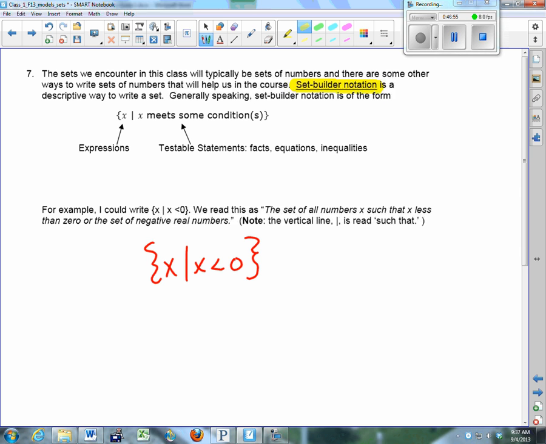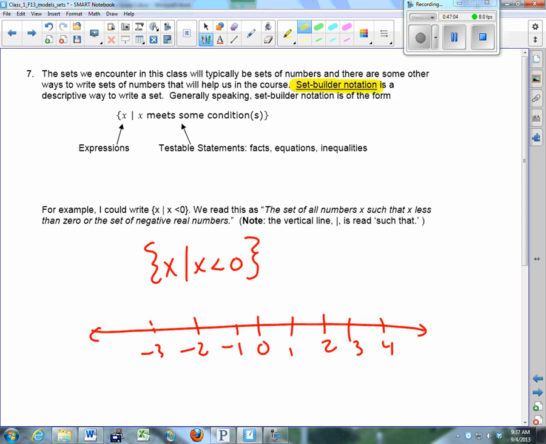If I was on my number line, like the real number line we put up on the board earlier, how might I represent the set on this number line? First of all, you need to know how to read the set. This represents the set of all numbers x, such that x is less than 0. So how would I represent it on the number line, Eric? Open circle, because I'm not including it. Yep, a line this way, right.